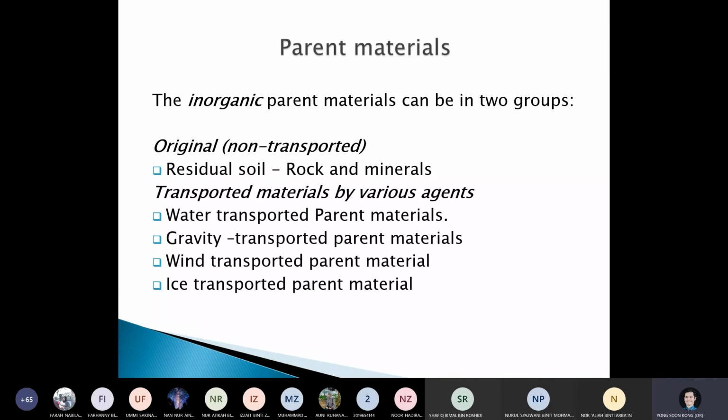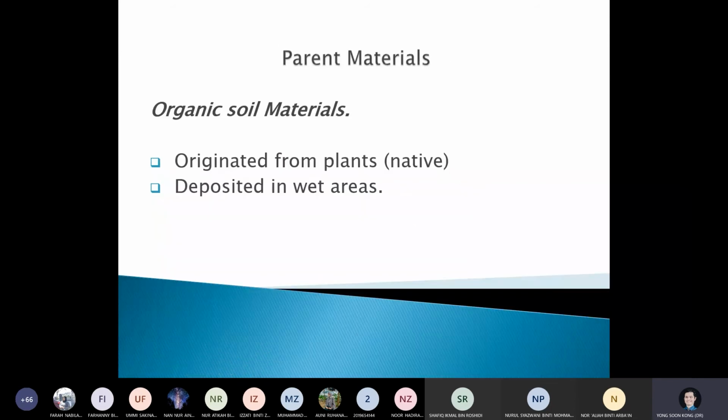So you can see that most of the rocks in Malaysia are weathered by water. And we also learned last week that the weathering also happens through a lot of rocks. For example, limestone. Limestone is very susceptible to water weathering. So this is to give you one example. Now, organic soil materials depend on what kind of plants you have originally. And usually this kind of organic soil is deposited in wet areas.